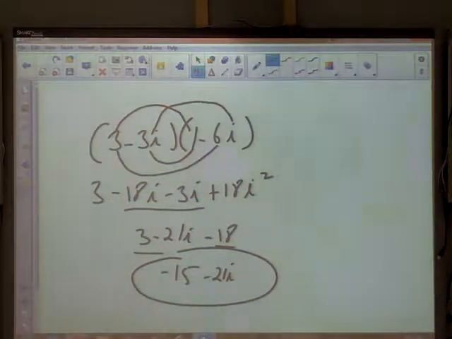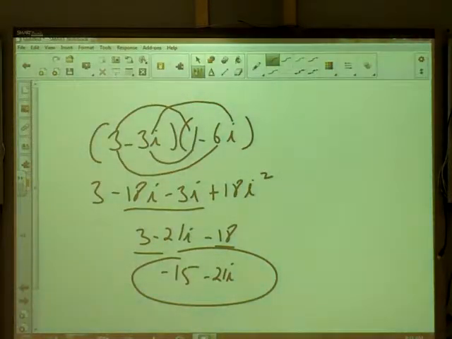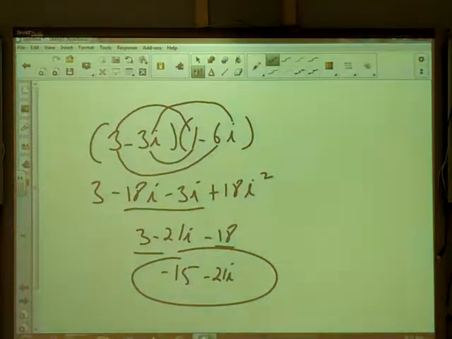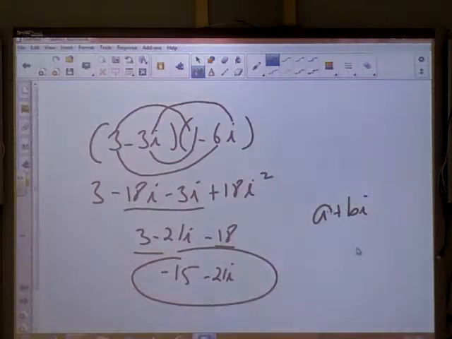Mm-hmm. Now for the fun part. Usually you shouldn't have a squared in your answer. You won't have an I squared, but you'll have a normal I, yes. And you can remember that because standard form was A plus BI. There wasn't an I squared in it.